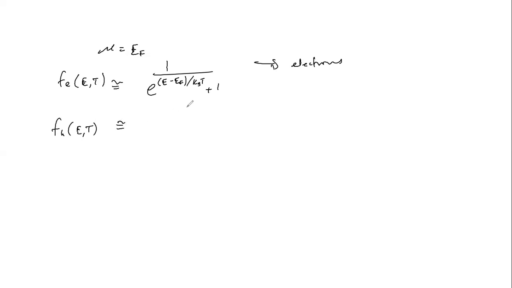it's equivalent to the mean. So for holes, this is for holes. And the Fermi level is used for the characterization of the spatial variation of carrier concentration in the PN junction.